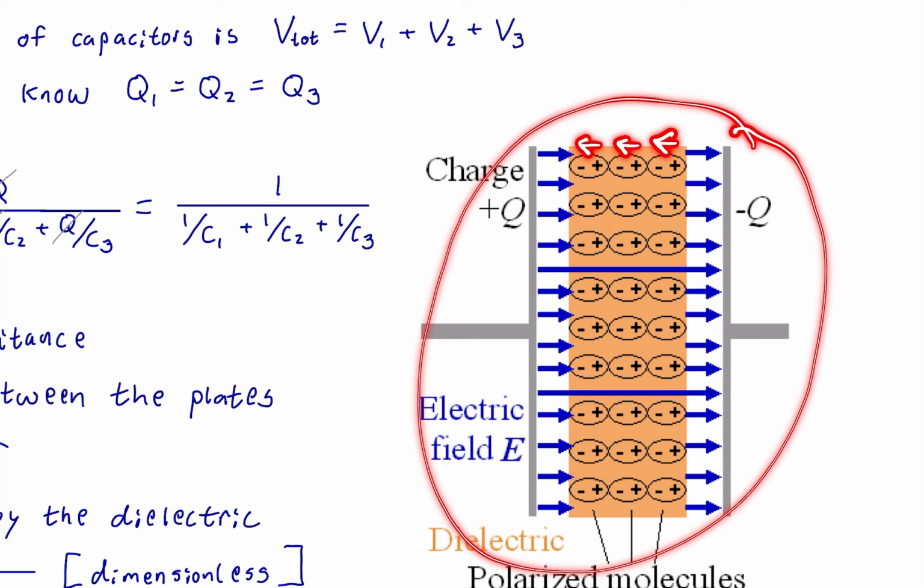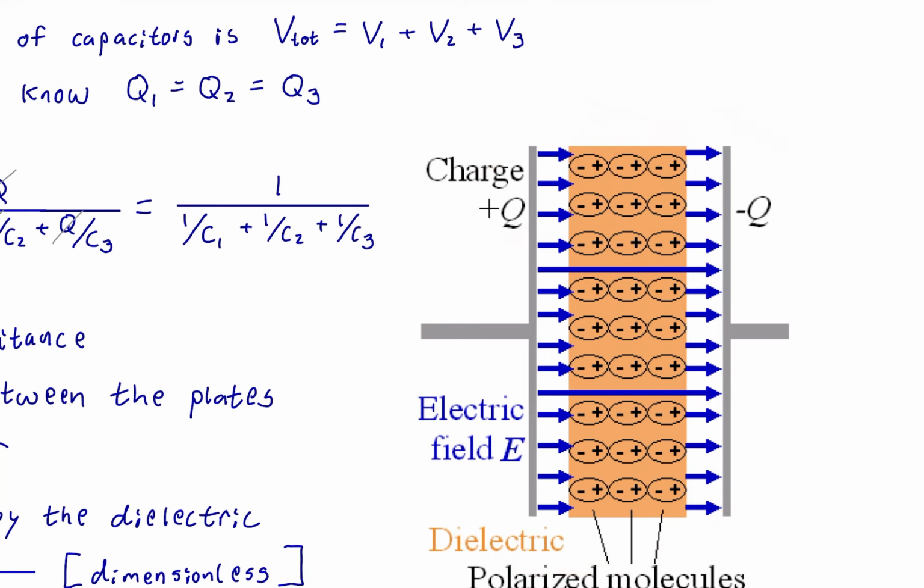Well, you might think, that's bad, right? I don't want to oppose the thing that's driving my capacitor in the first place. But here you actually do, because by creating this opposing polarization field, you allow for more charge to build up. Just one of these amazing intricacies, amazing details of the subject of electricity.